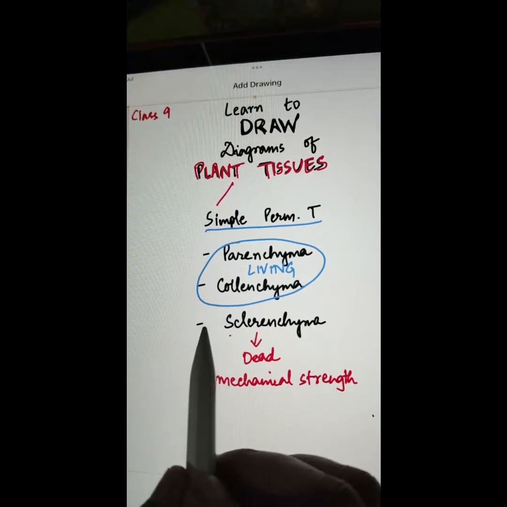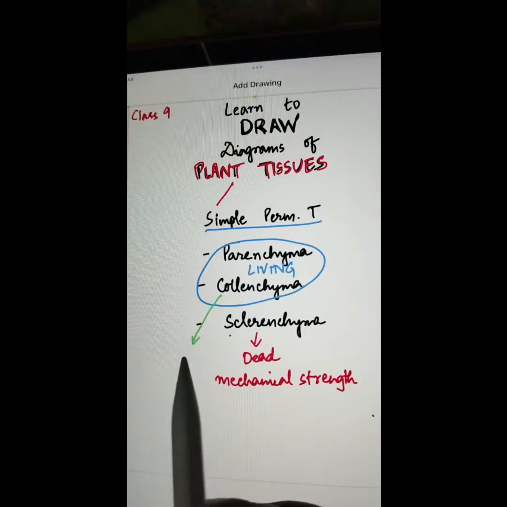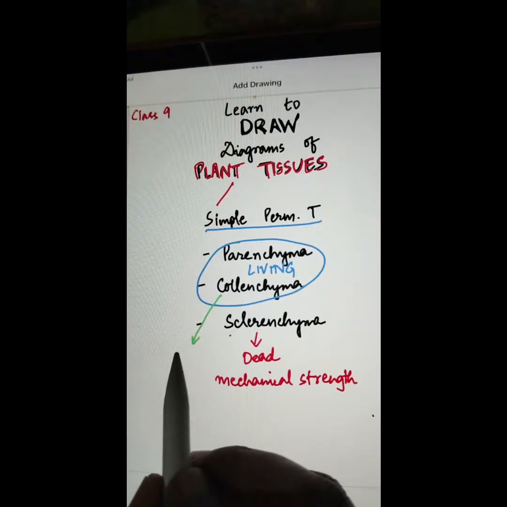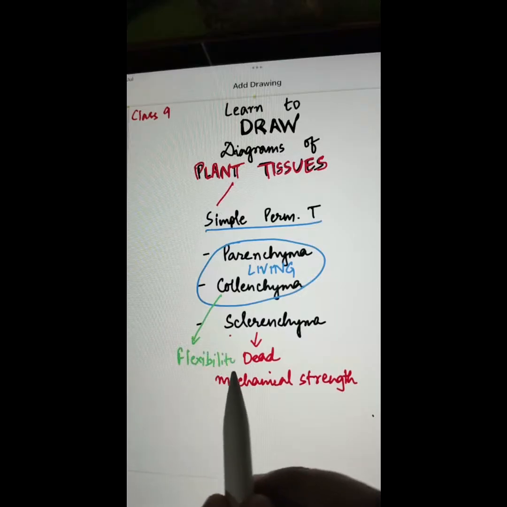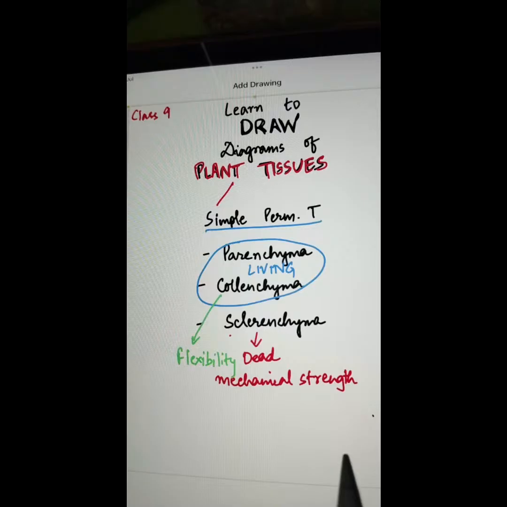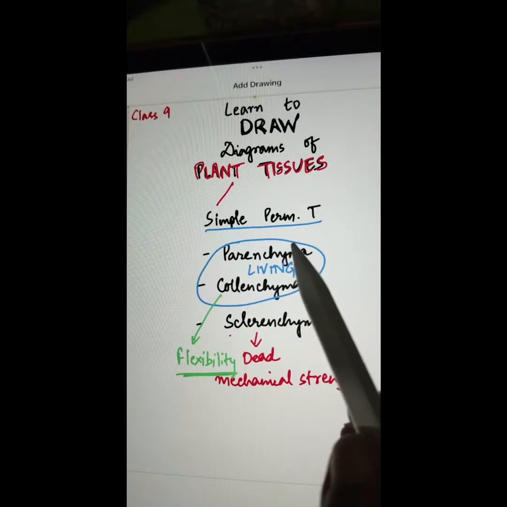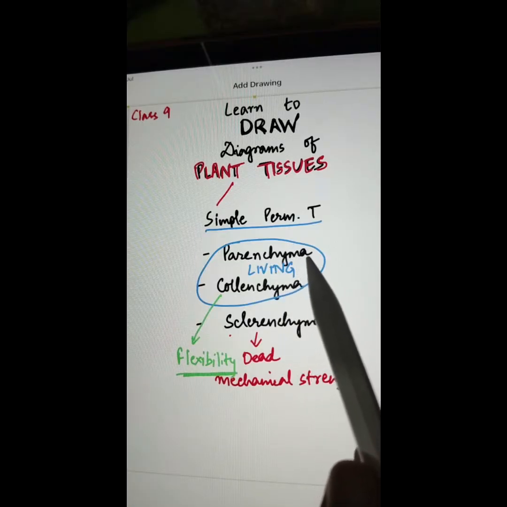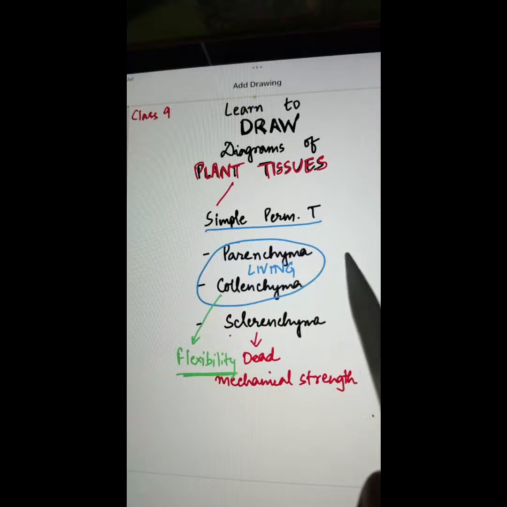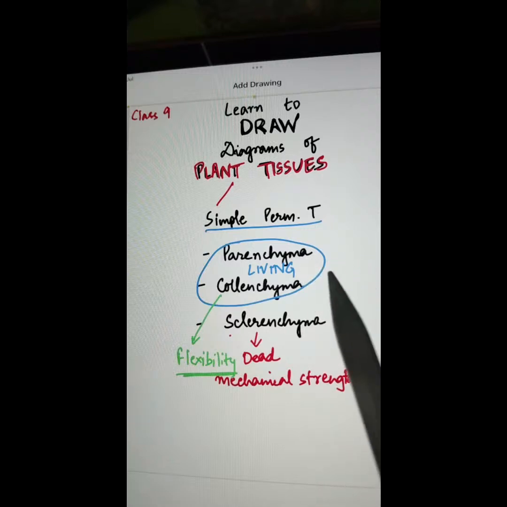Now you might have seen that leaves bend according to the direction of wind. Why? Because they have collenchyma in them. And what does collenchyma do? It adds flexibility to the plant so that the plant can move without breaking down. Parenchyma is the living tissue. Most of the normal physiological activities are done because of it. So parenchyma is a simple tissue which is present everywhere in the plant.